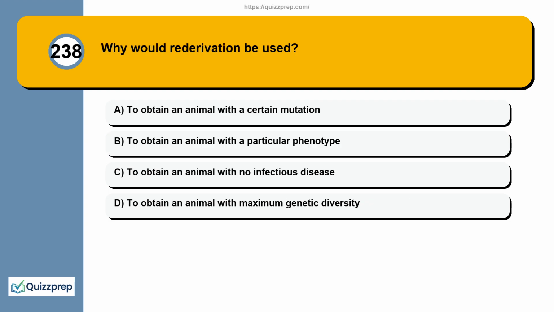Question 238. Why would rederivation be used? Option A, to obtain an animal with a certain mutation. Option B, to obtain an animal with a particular phenotype. Option C, to obtain an animal with no infectious disease.